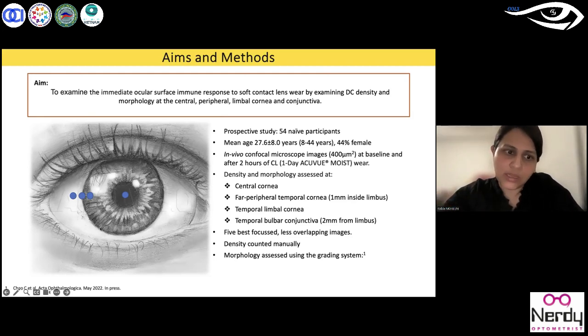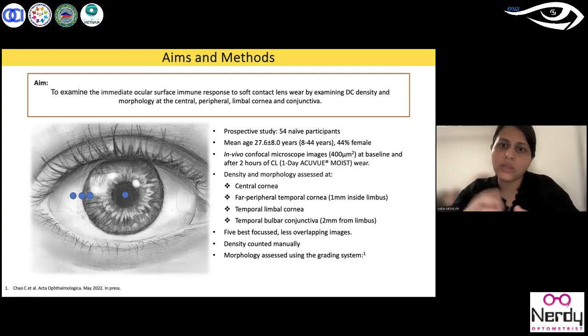To examine how the immune cells respond to immediate contact lens wear, we recruited 54 participants. These participants had no exposure to contact lens wear or any kind of allergy. Their eyes were really quiet, with no activity. The mean age of participants was 27.6, and we had a wide age range from 8 to 44 years. We have kids and young adults as well. Why were we interested in kids? Because there are more complications in kids. So we recruited kids and adults, and 44% were female, so there was no sex difference between the participants.